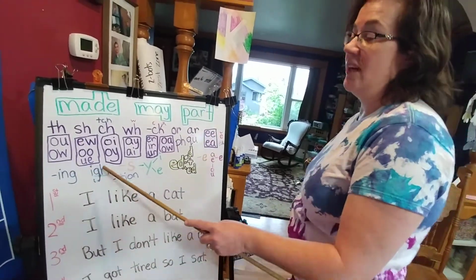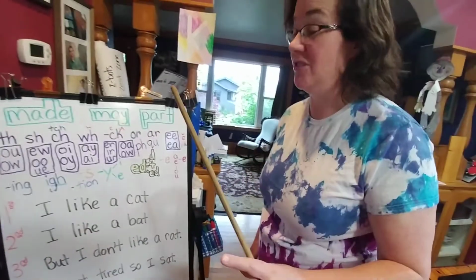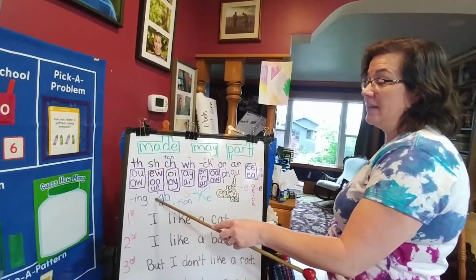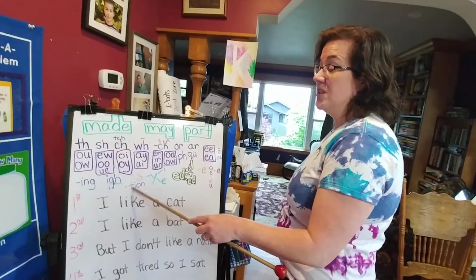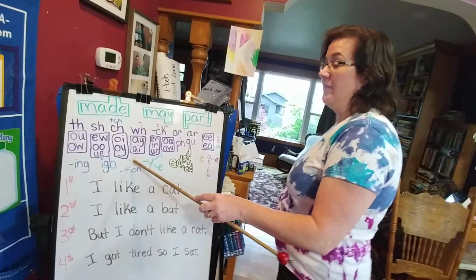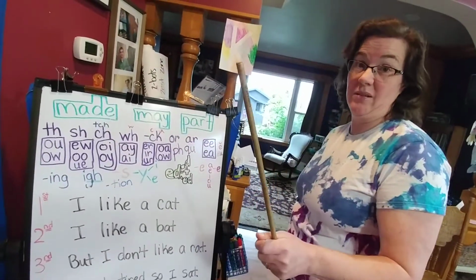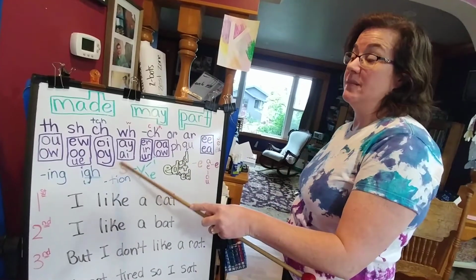We also have IGH. That GH is a wacky GH. Shows up in words and changes things. So in this word, it's making the I say I. We have TION, shun, shun, shun. And then we also have S at the end, which means more than one. Right? If it's a thing. When we're talking about a thing, that S means more than one.